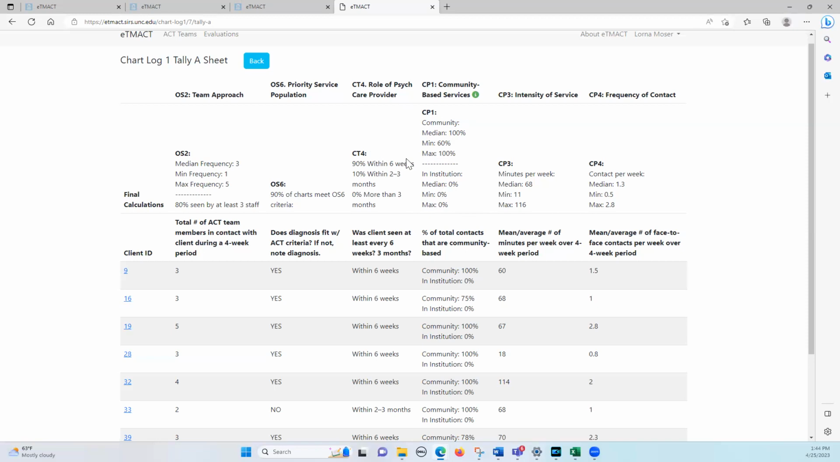Role of ACT provider, we're looking at what percent of the charts reviewed had a follow-up of 6 weeks between those appointments. And this team had 90%. 10% were between 2 to 3 months, and 0% were more than 3 months. 90% of the charts reviewed were judged to have a diagnosis and overall level of functioning that appeared to comport with ACT. And then here, team approach, we're looking at 80% were seen by at least 3 staff, which is what ultimately will be used to make this rating.